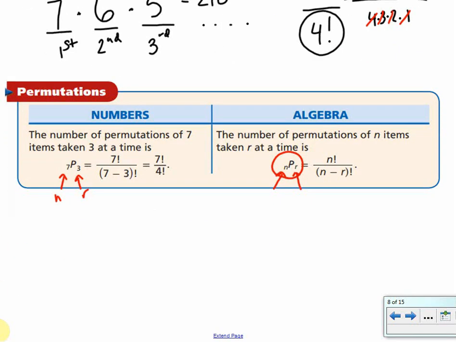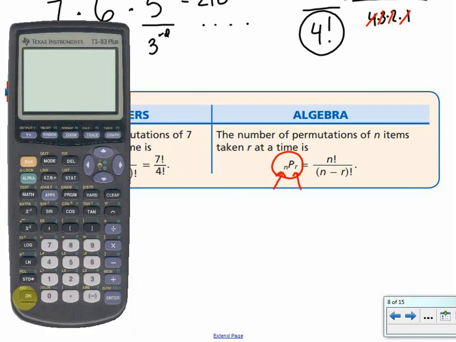Now again, your calculator can do this for you if you have a graphing calculator. If you look at the probability menu, number 2, nPr, that is a permutation. So the first thing you want to do is type in your N, which would be 7. And then you scroll over to probability, hit 2, and then put in your R value, which in this case would be 3, and that again gives you 210 different possible combinations for the race.